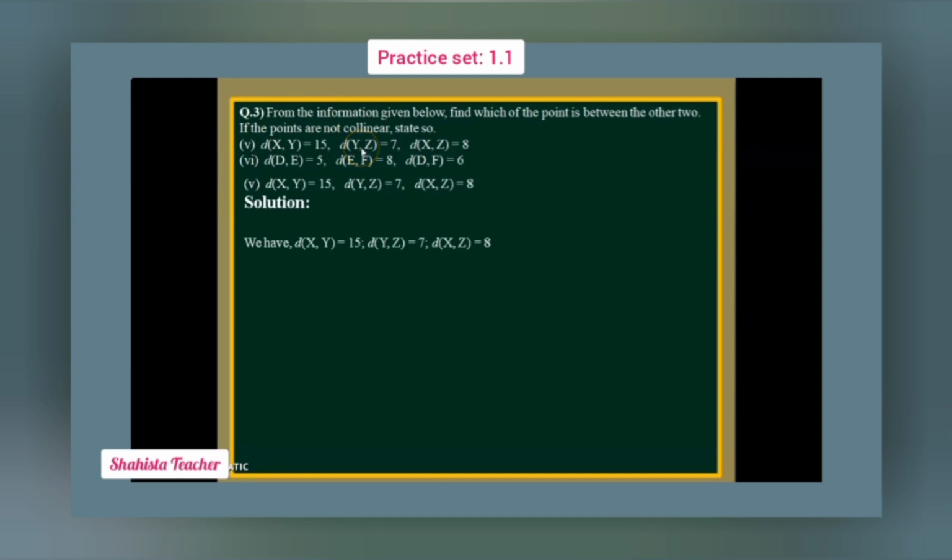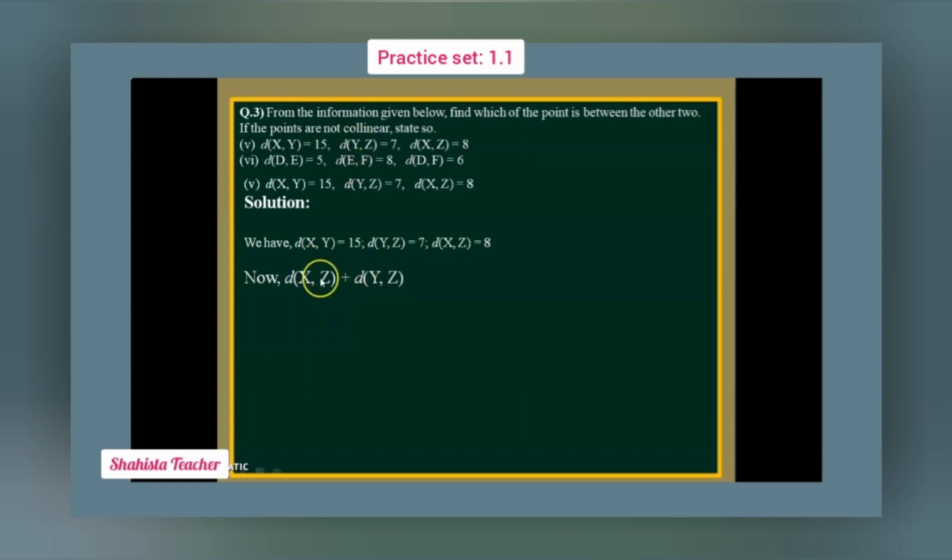That is distance of yz plus distance of xz. Distance of yz is how much? 7. And distance of xz is how much? 8. We have to add these two numbers. So here we will write distance of yz plus distance of xz. Now here I have written xz first. Why? Because 8 is greater. So 8 plus 7, distance of xz plus distance of yz.